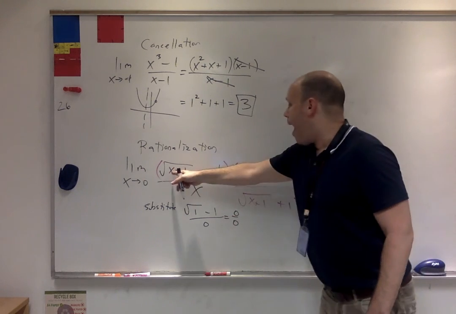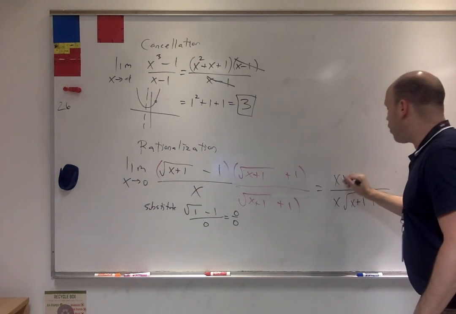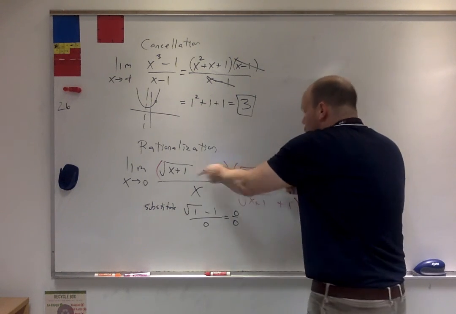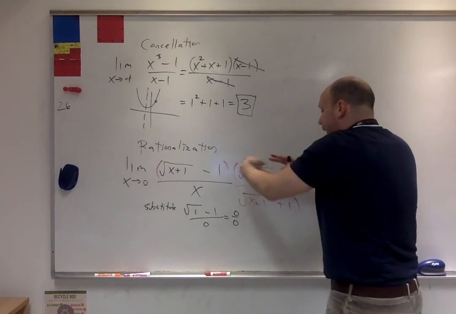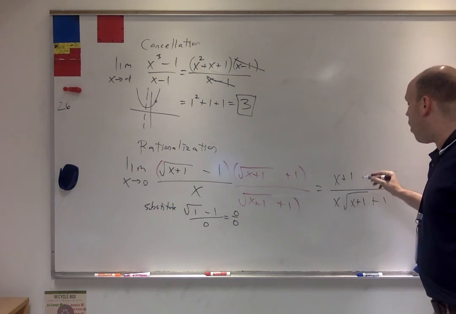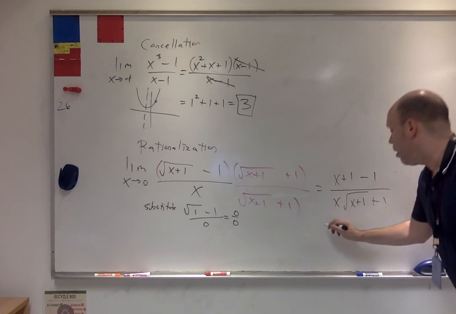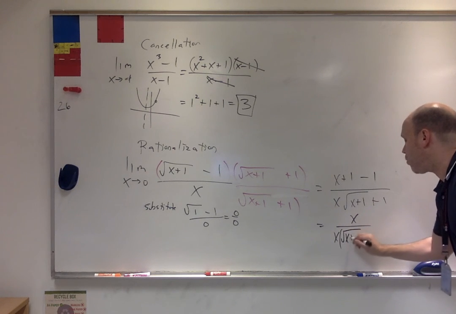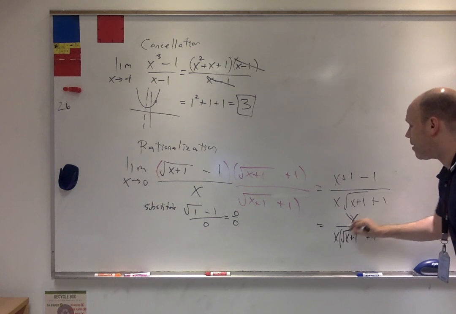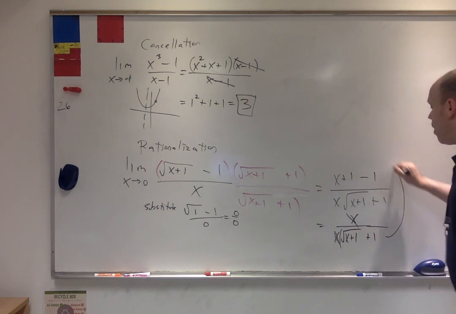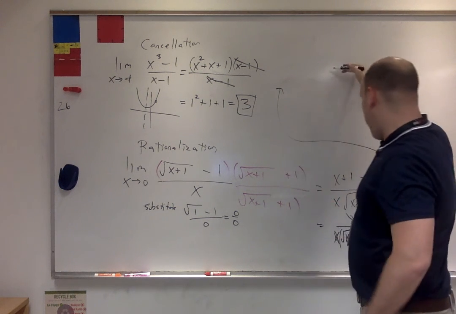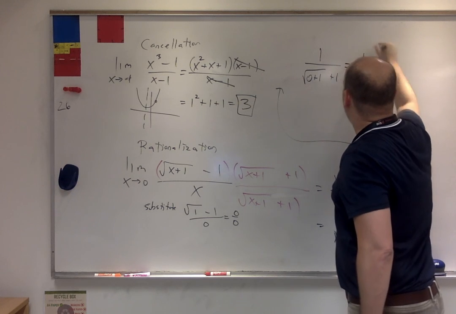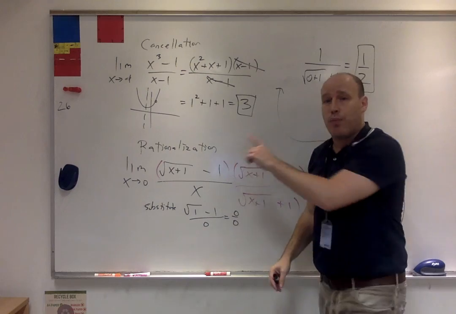What's going on in the numerator? We have the square root of x plus 1 times the square root of x plus 1, which is x plus 1. We know from the FOIL method and the difference of two perfect squares that the middle terms, the outers and the inners, cancel out, and you have 1 times negative 1. Well, this ends up being x over x times the square root of x plus 1 plus 1. These x's cancel out. And you end up with 1 over the square root of 0 plus 1 plus 1, which equals 1/2. So the limit of this function as it approaches 0 is 1/2.